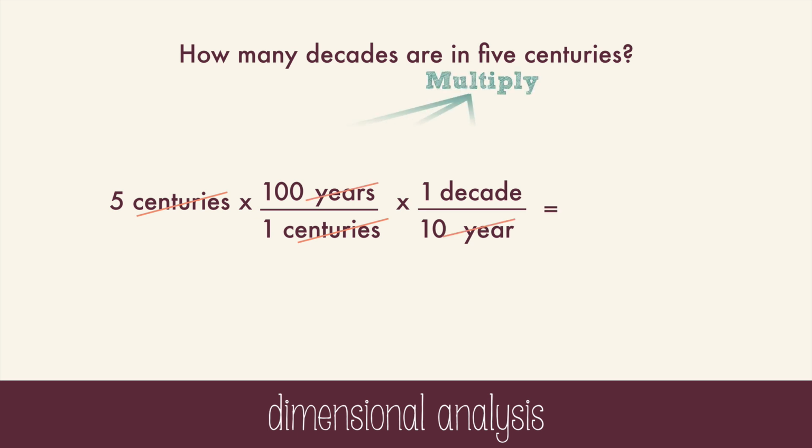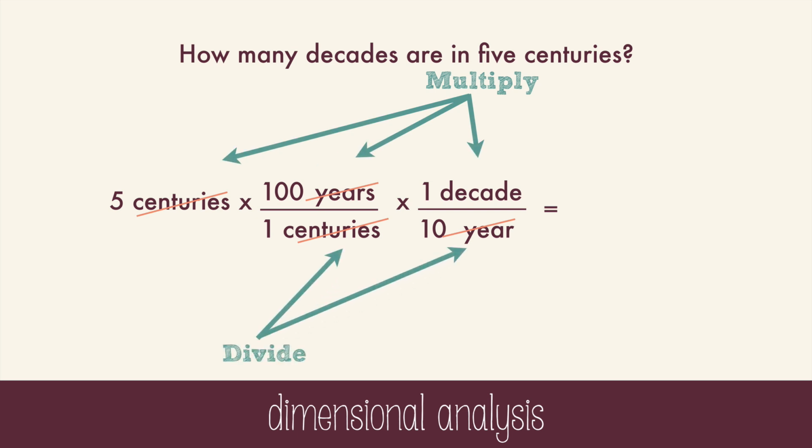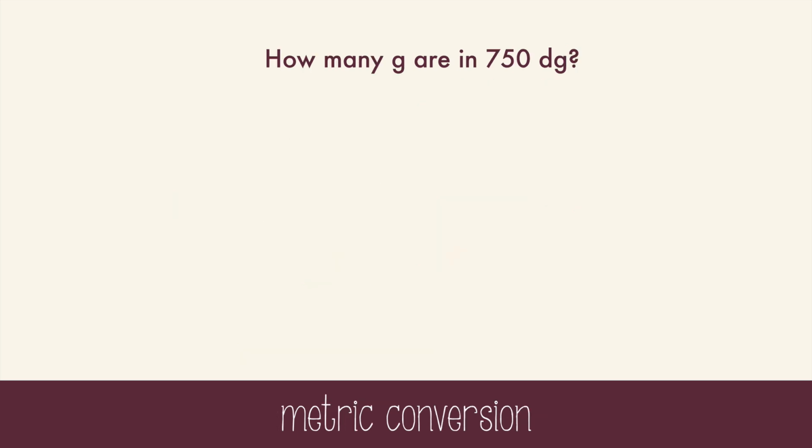Now just multiply any number on top and divide any number on the bottom. 5 times 100 times 1 divided by 1 divided by 10. The answer is 50 decades. Now you don't really need to put the ones in your calculator, but make sure the numbers on top are all multiplied and the numbers on the bottom are divided. Let's try another. How many grams are in 750 decigrams?